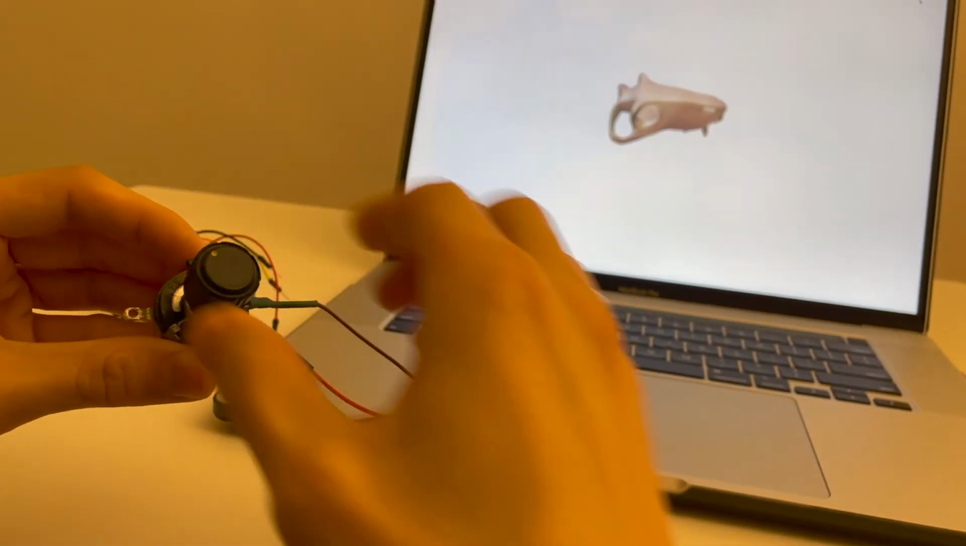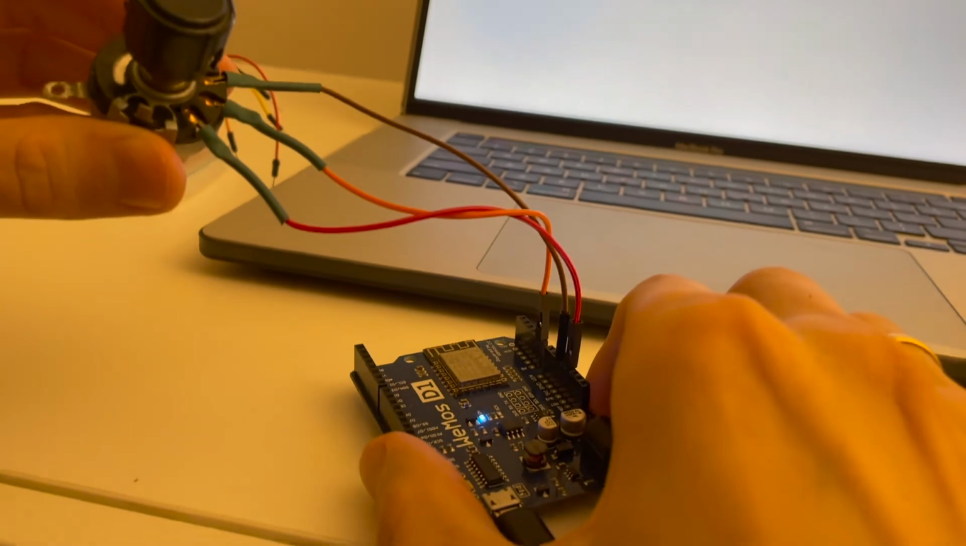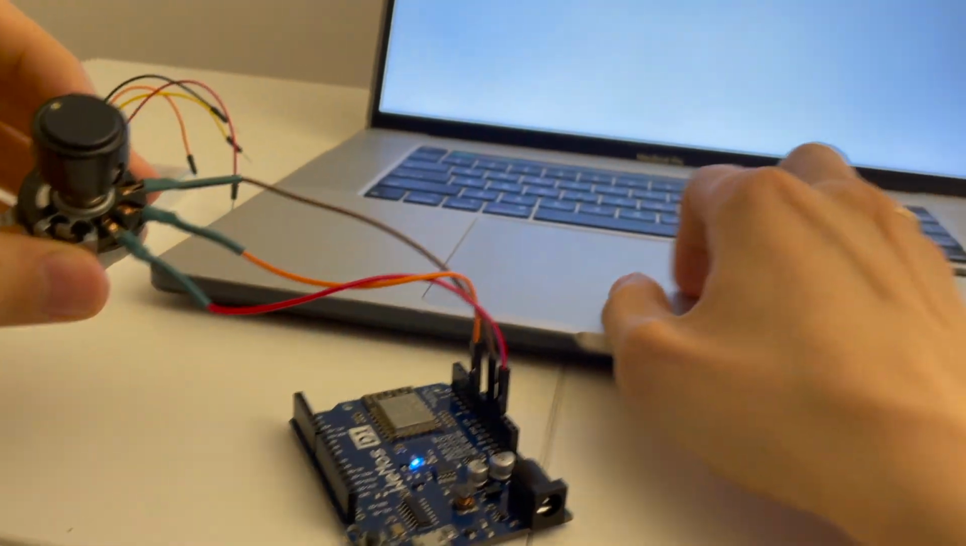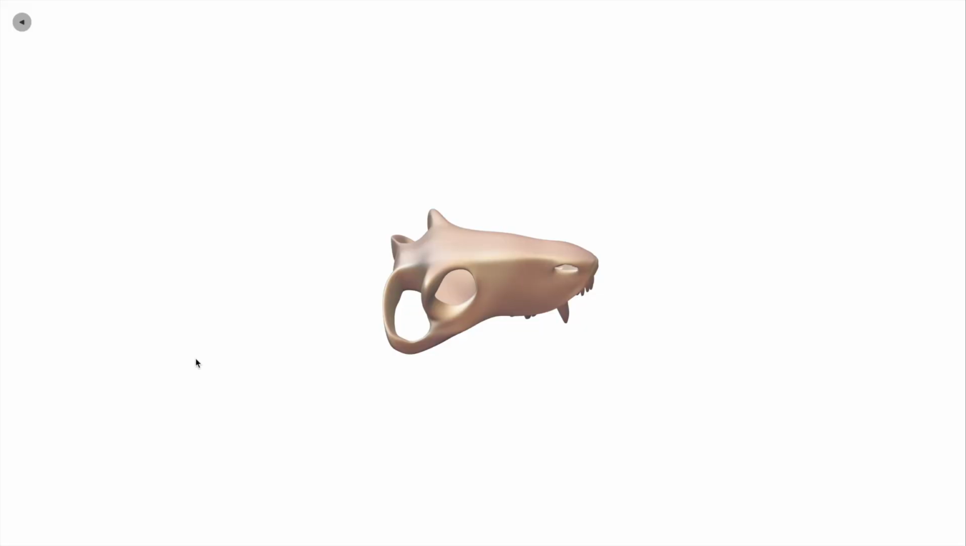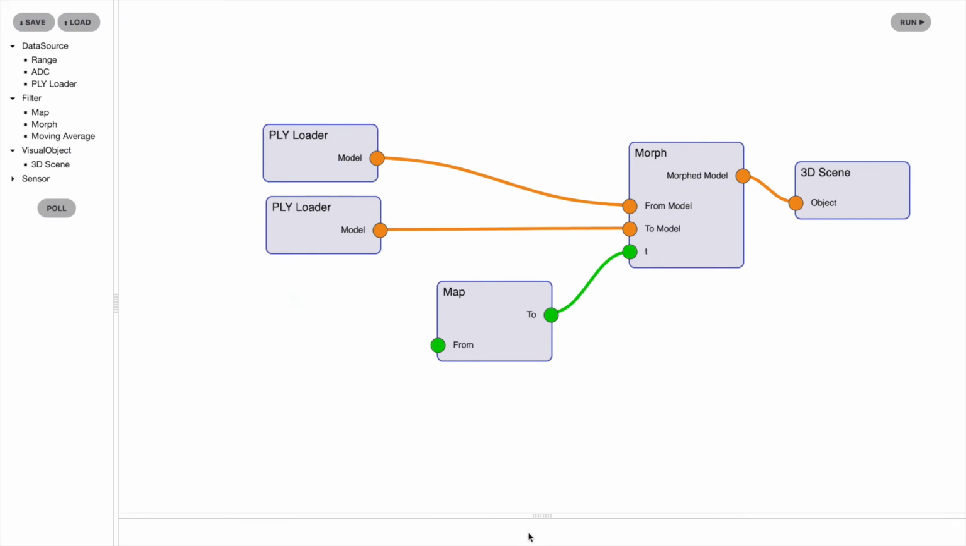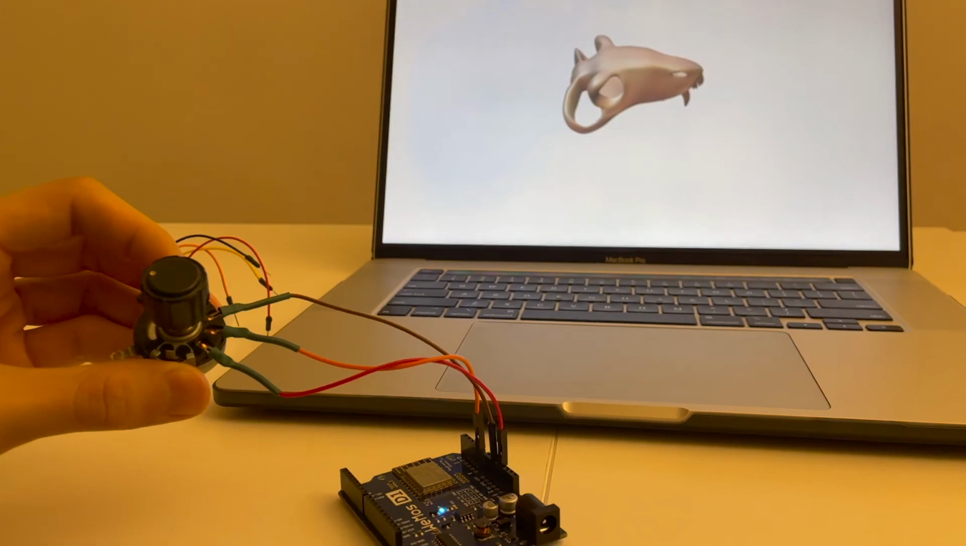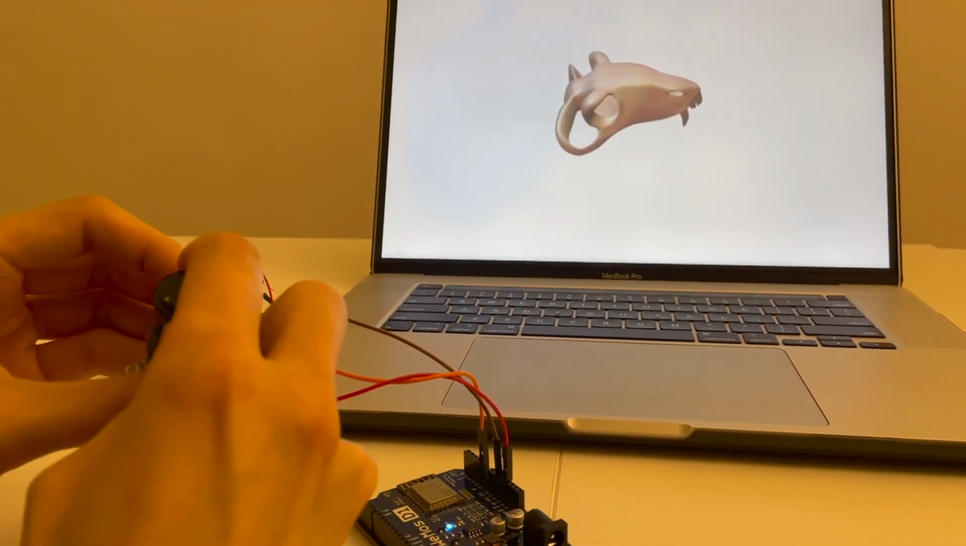The UI stopped working. But if we change our data flow accordingly, it's alive again.